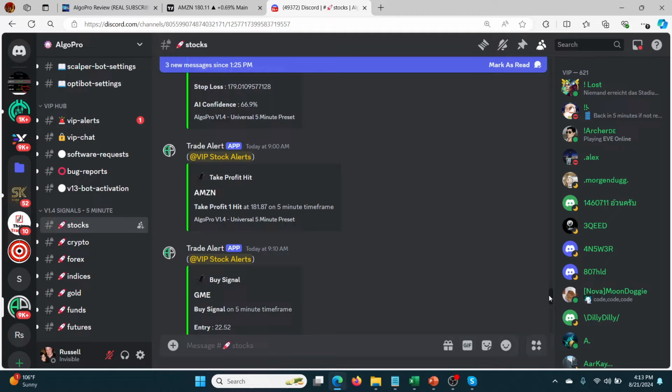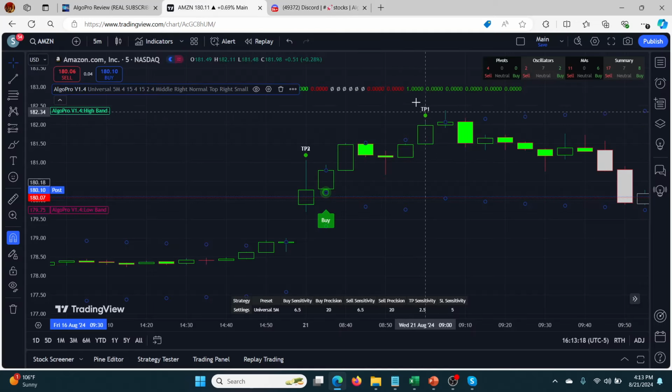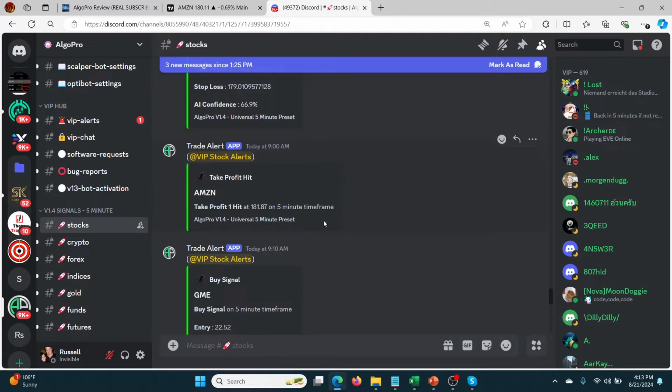And you can see as we go down here, we had an alert at 9 a.m. Central Time, which was right here. You can see it's marked with TP1. Hopefully you can see that. And you can see that's 9 a.m. right here. And that was the first profit target hit. So we had this move. If you'd had options in that, you could have made a nice little gain right there. So you can see that is that alert right here, Amazon take profit one hit at 181.87 on a 5-minute time frame using these.